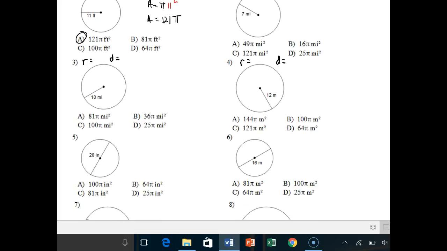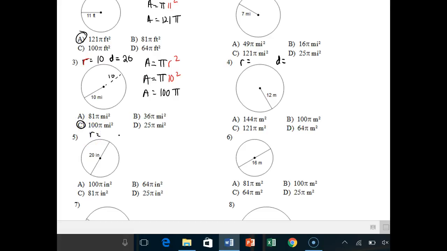And number 3, your radius is 10. Your diameter is therefore 20, because you can imagine another 10 over here. For the area, we need area equals pi r squared. This is our radius, so we'll be using 10 again. So area is equal to pi times 10 squared, and in this case, area is equal to 100 pi miles squared.